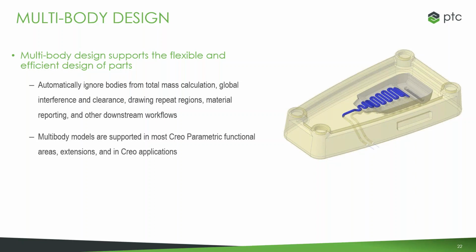So you can define these bodies in your parts and assemblies and then treat them differently. So this is what multi-body really is. It's the ability to define specific regions within a part, so multiple regions in a part that are able to have different attributes, have different actions assigned to them. And this is the ability to treat them as different volumes.